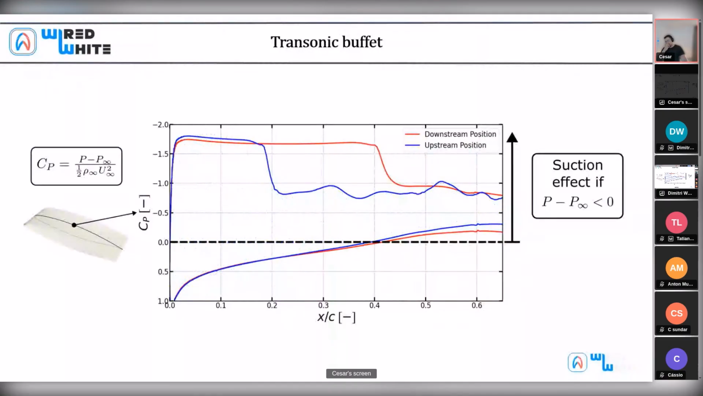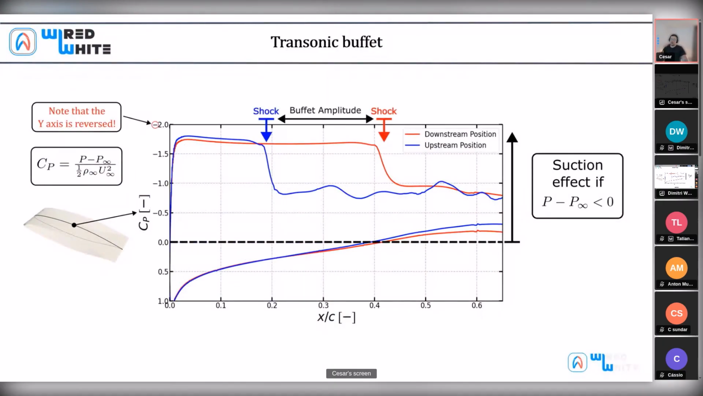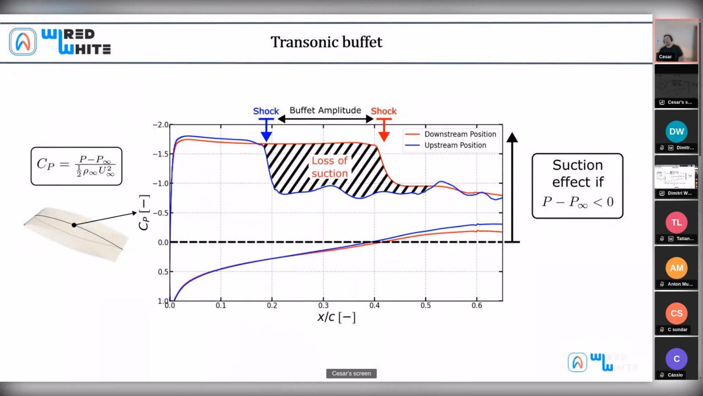Here what I displayed is the pressure distribution in two key moments. In blue, we have the case where the shock is at its most upstream location, and in red, we have the case where the shock is at its most downstream location. And the way to easily spot the presence of a shock is to look for this sharp increase in pressure. Please note that the axis is reversed, which is indicated here and here. And as we can easily visualize, for the blue case there has been a substantial loss of suction, so a substantial loss in this area caused by the upstream excursion of the shockwave.